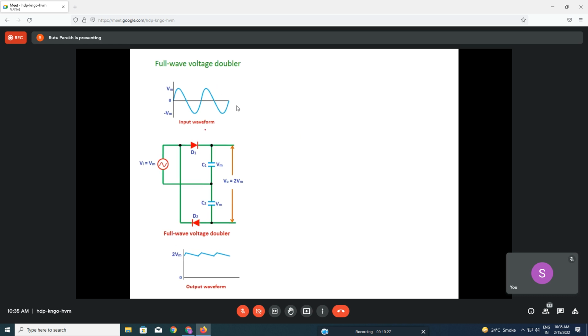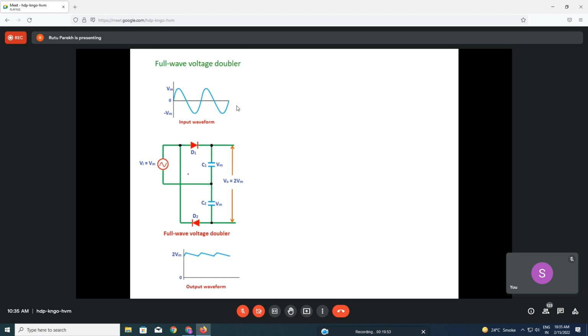Here it is full wave and the connections are like this, as you can see, with the polarity. This is D1, D2, C1, C2, and this is the polarity of this. The polarity is like this. Here it is the reverse of that. And here this is where it is connected. And you have C1, C2, and the output voltage is across these two terminals.